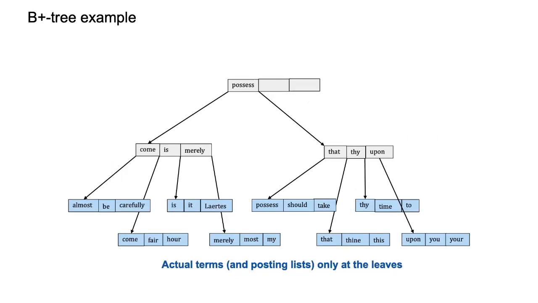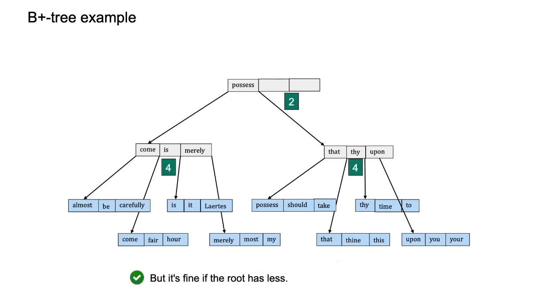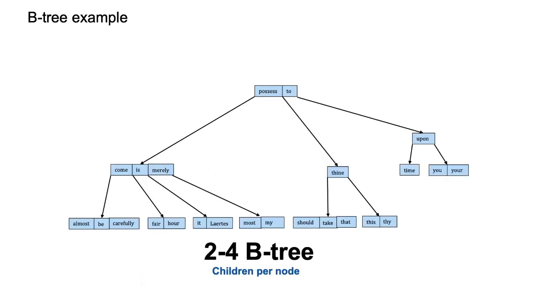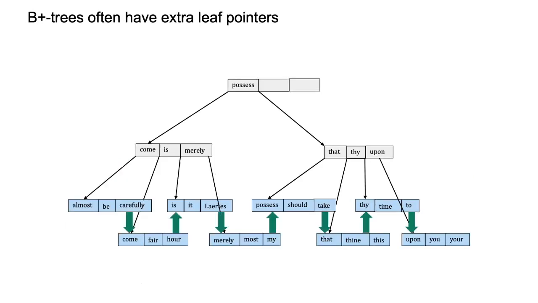All right. Okay, so this would be a 3, 5 B plus tree. This is a 3, 5 B plus tree. This is a 2, 4 B tree. Who agrees? Okay, everybody. So this is how it works. You have these parameters right there.